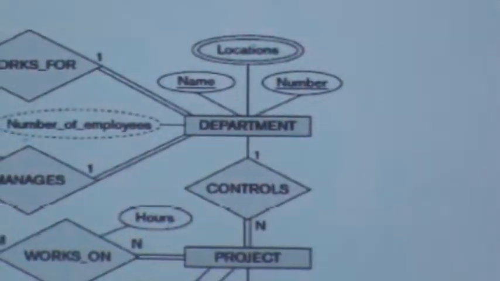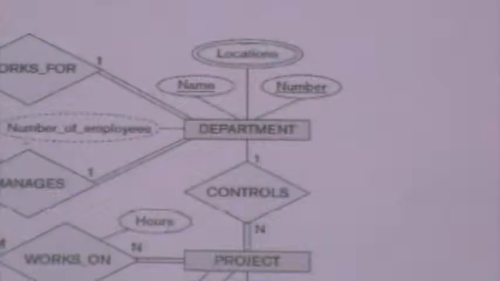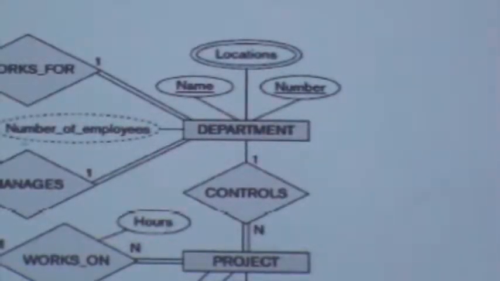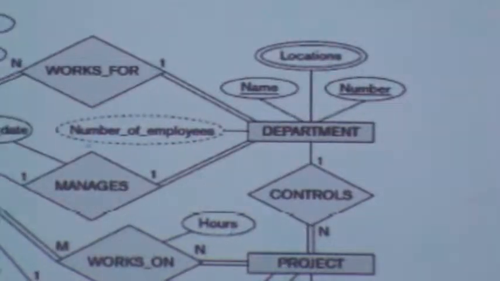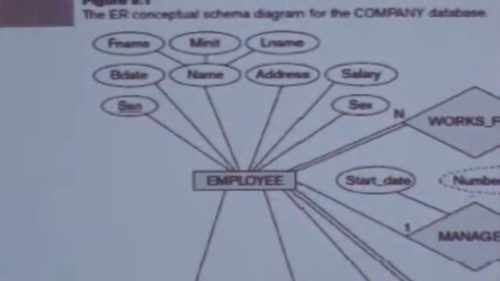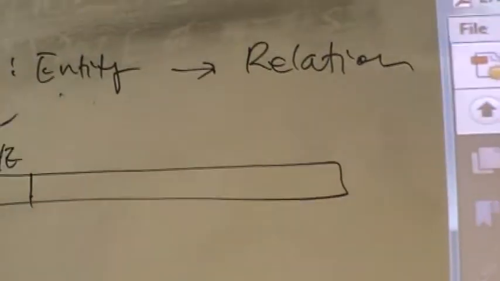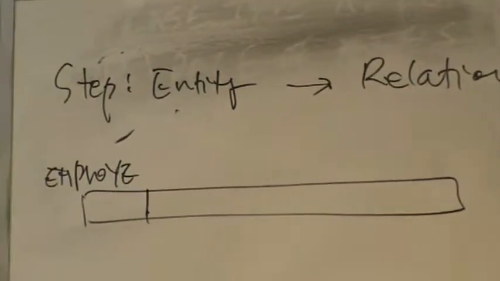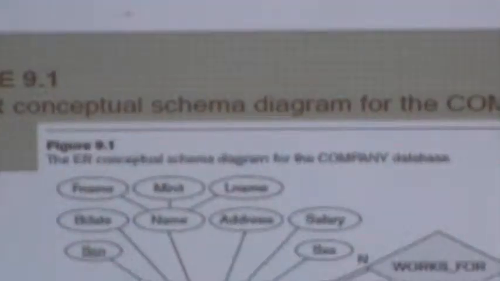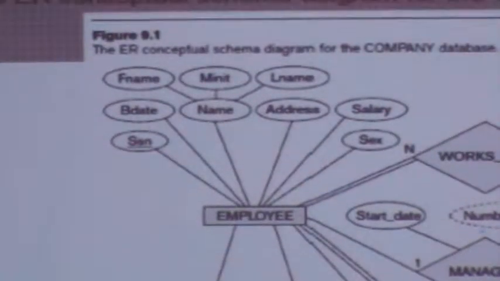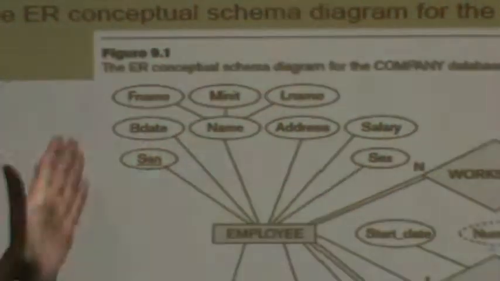How can we decide? What is the criterion to select the primary key? It depends on application analysis, on the requirements, and on many other aspects, performance and so on. By considering these, you decide what the primary key is. For example, in this case, employee is obvious because we have only one: social security number.